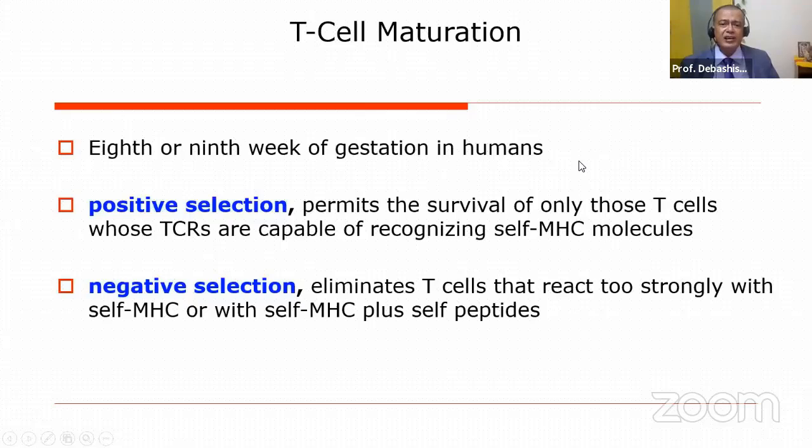This is important, otherwise our immune system will be all the time fighting with our own body, and this is how it prevents autoimmune phenomenon from happening. At the same time, it also helps in fighting virus, bacteria, and other infection.